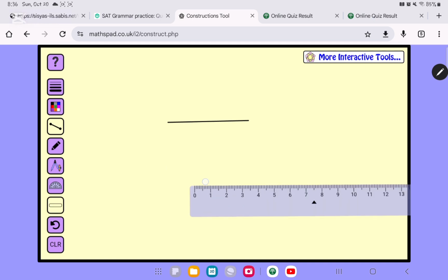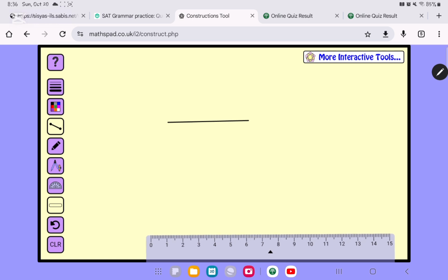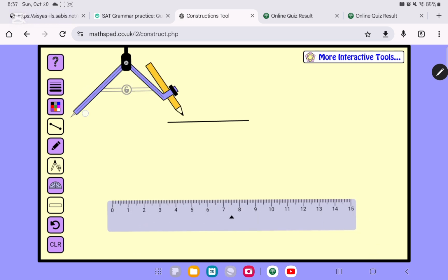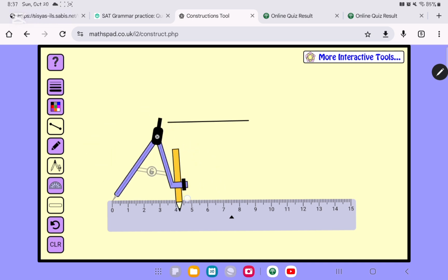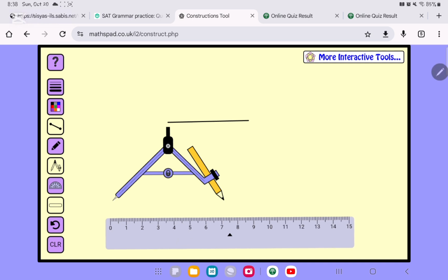If you measure this, it is only 5 centimeters. It's not 7 centimeters. So what we are gonna do is take our compass and our ruler, okay? We're gonna measure from 0 until 7. We're gonna take the radius from 0 until 7. So again, we measured using the compass a radius of 7 centimeters.